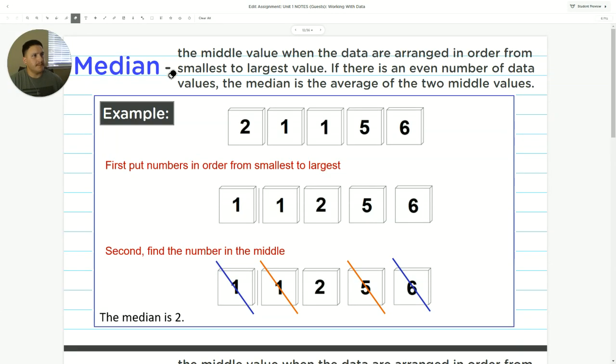Median. Median is the middle value when the data are arranged in order from smallest to largest. If there's an even number of the data values, the median is the average of the two middle values. So here's an example.